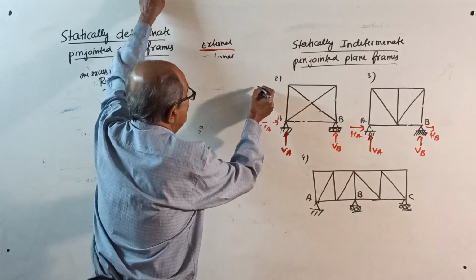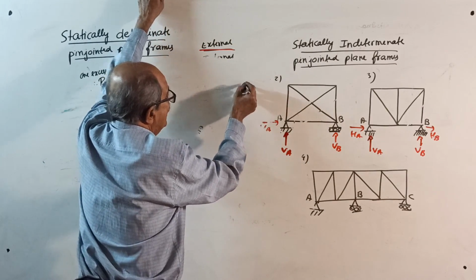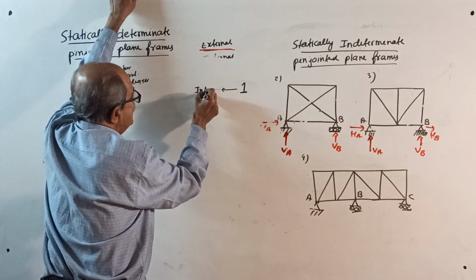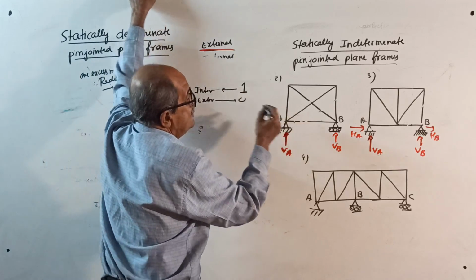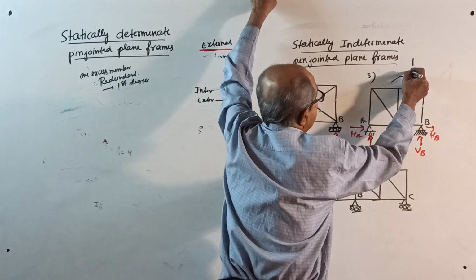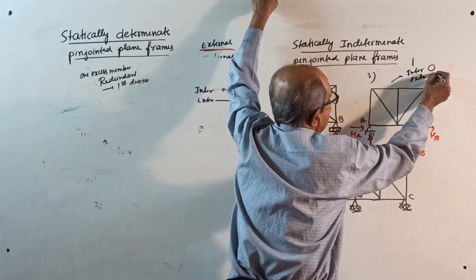See, here the degree is 1, here the degree is 1, it is internally, externally 0. Here also the degree is 1. Internally 0. Externally 1.